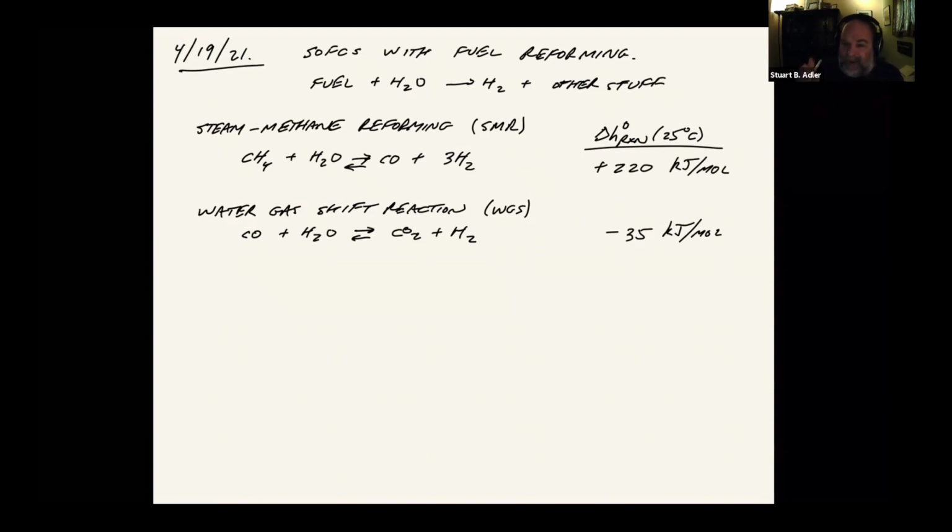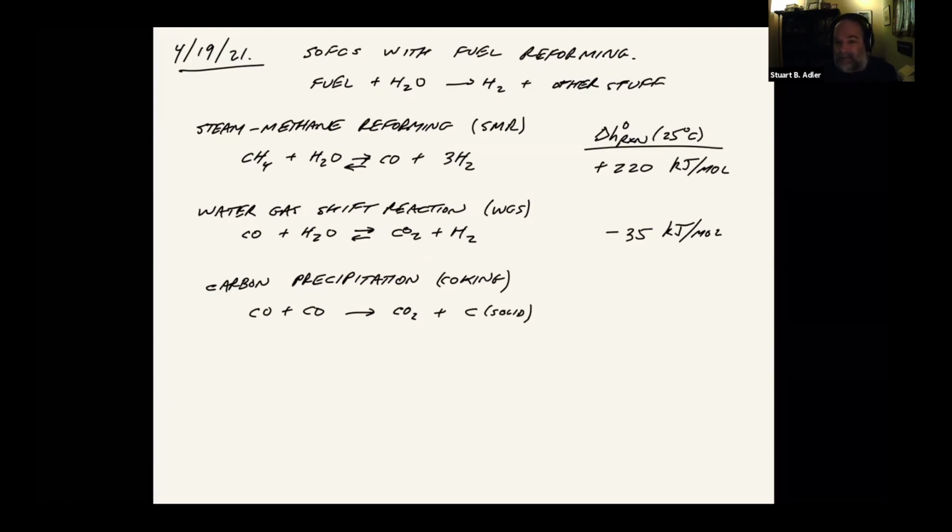There's also one bad one, and that's carbon precipitation, also called coking. The coking reaction, simplest way to think about it, is if I take two carbon monoxide molecules, they can react to form CO2 and solid carbon. That'll jam up all of the tubing going into your fuel cell, and it's just a really bad situation. It's called the Boudouard reaction, with an enthalpy that's somewhat exothermic.